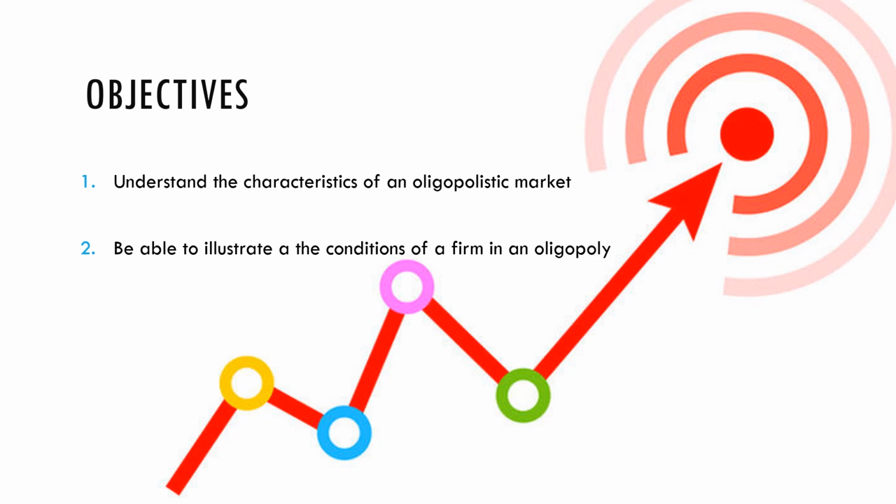So in this video, we've looked at the characteristics of an oligopolistic market and looked at the conditions of a firm operating in an oligopoly.